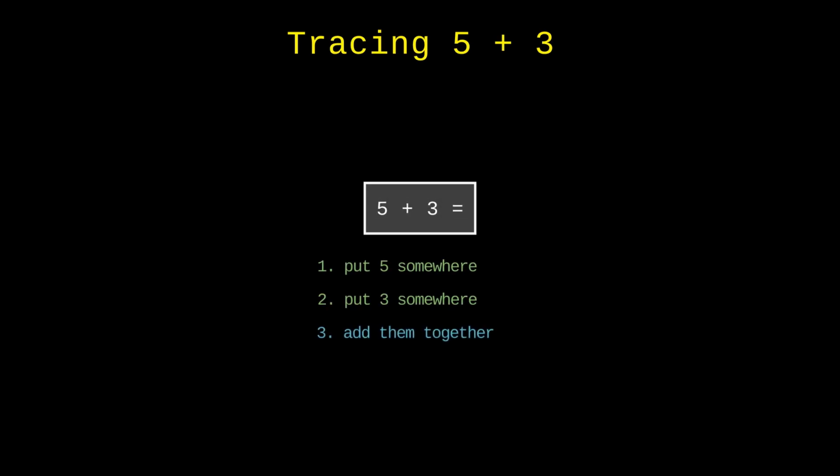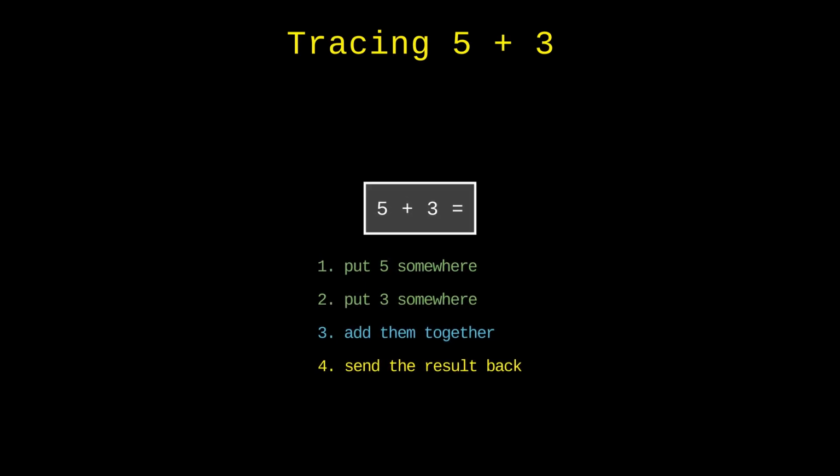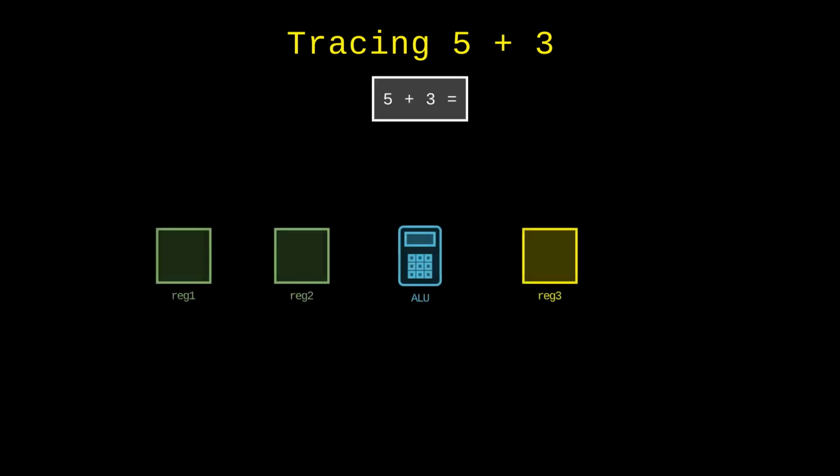Let's trace what actually happens inside your computer when it runs something super simple. Let's say you have a calculator app open, and you type 5 plus 3 equals. What actually happens? Step 1. The app sends that request to the CPU as a series of very simple instructions. Put the number 5 somewhere I can work with it. Put the number 3 somewhere I can work with it. Add those two things together. Send the result back.